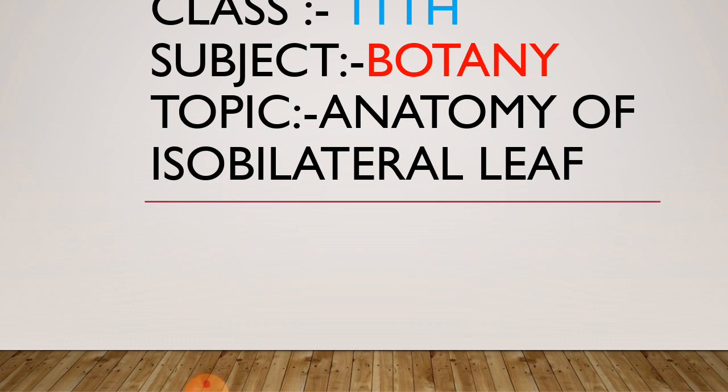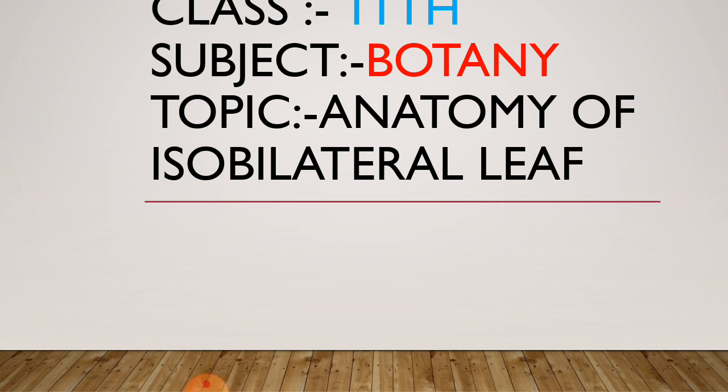Both the surfaces can face the sun. Therefore, the two surfaces are equally green. In case of isobilateral leaf, the two surfaces are equally green. So it is a Greek word, isobilateral. Iso means equal, bi means two, lateral means side. And these two surfaces are equally green because they face the sun equally.